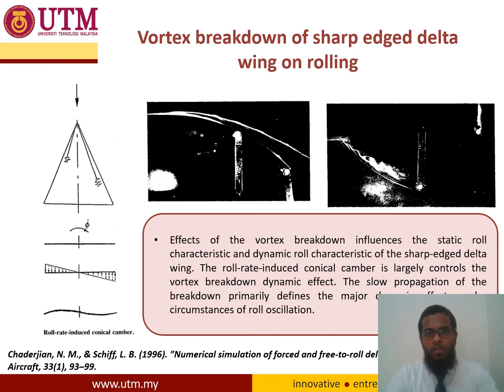As a continuation of the vortex breakdown on rolling sharp edge delta wing, author Chatterjee in 1996 published a paper on numerical roll solution of delta wing, numerical simulation. In that, he has said that vortex breakdown is influenced by the static roll and the dynamic roll characteristics of the sharp edge delta wing, and vortex breakdown dynamic effect is largely controlled by the roll rate induced in the conical camber. The slow propagation of the vortex breakdown primarily defines the major duration of the circumstances of the roll oscillation.